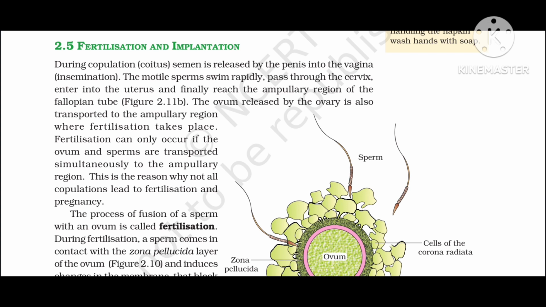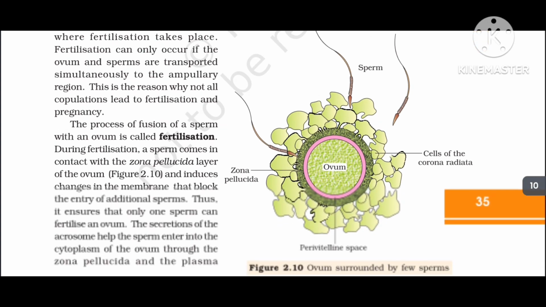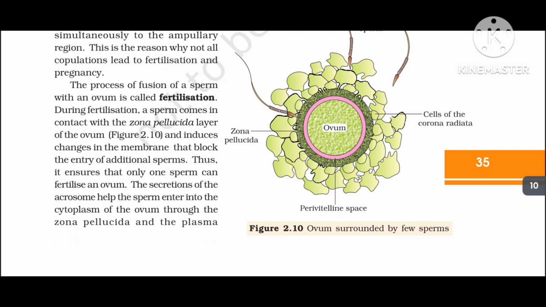During copulation, coitus, semen is released by the penis into the vagina. Insemination. The motile sperms swim rapidly, pass through the cervix, enter into the uterus, and finally reach the ampullary region of the fallopian tube. The ovum released by the ovary is also transported to the ampullary region where fertilization takes place. Fertilization can only occur if the ovum and sperms are transported simultaneously to the ampullary region. This is the reason why not all copulation lead to fertilization and pregnancy.